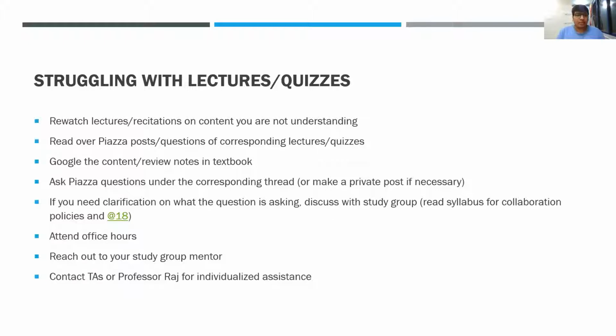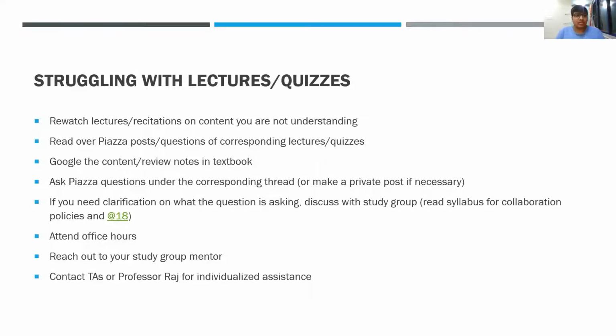The second important thing that you can do is read over Piazza posts or questions on corresponding lectures and quizzes. So each lecture and quiz will have its corresponding Piazza thread, where all questions regarding that particular topic need to be asked. So you can just go through questions that are already asked on that thread by your fellow classmates, and that actually turns out to be quite useful in most cases.